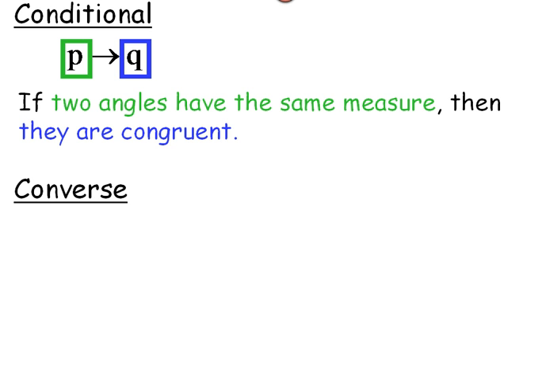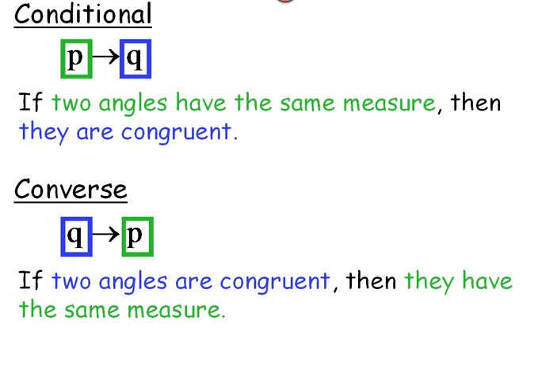They are congruent. Now here's what we call the converse. The converse is when you switch around the hypothesis and the conclusion. Notice the order we're saying that. If Q, then P. So let's say our statement again in the reversed order. If two angles are congruent, then they have the same measure.